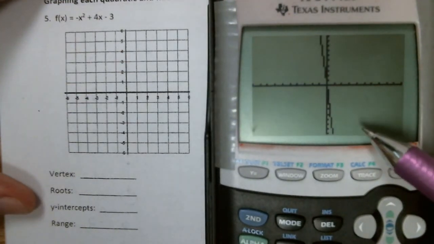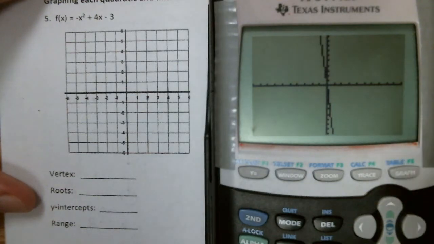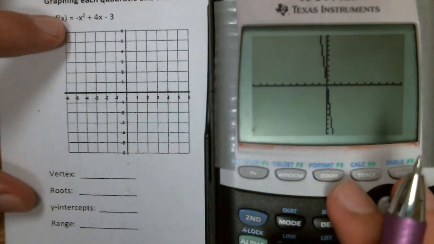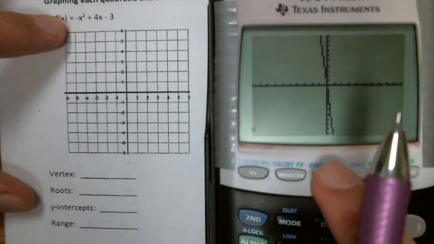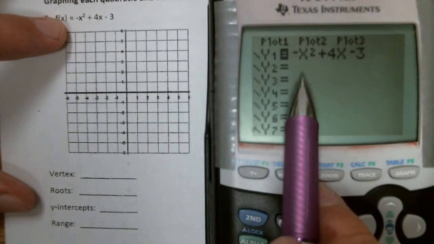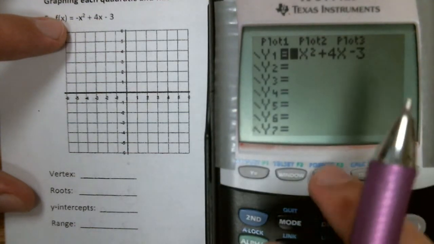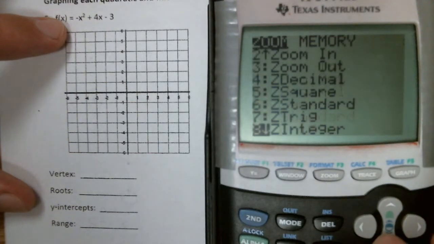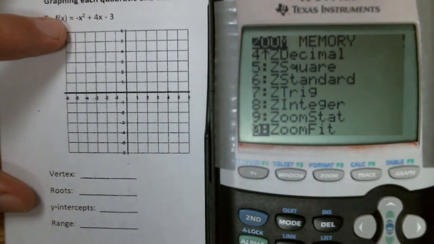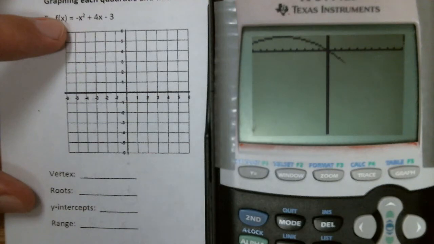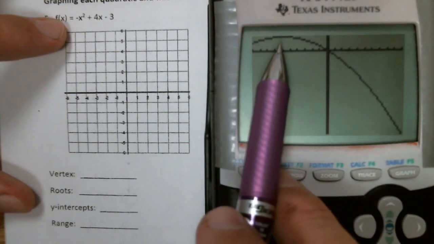Okay, so I can't see it here. Okay, so I can't see my vertex. So this will be an example where I might want to use the zoom fit button. So let's press, make sure I've typed that in right. Yeah, okay, so press zoom and go down to 0 or number 10. Zoom fit, press enter, and then my calculator zooms right in on the vertex there.